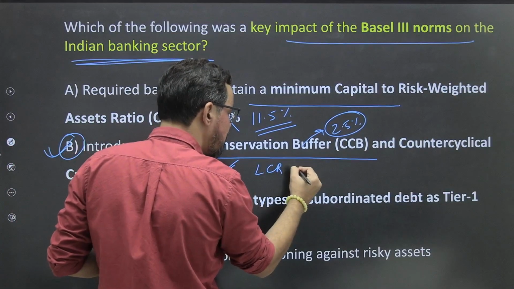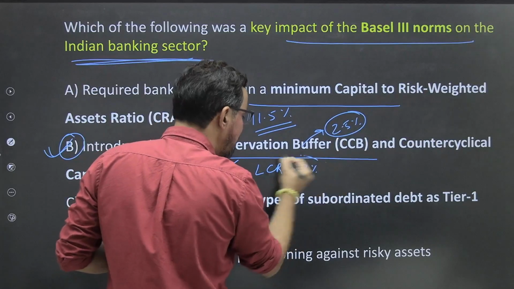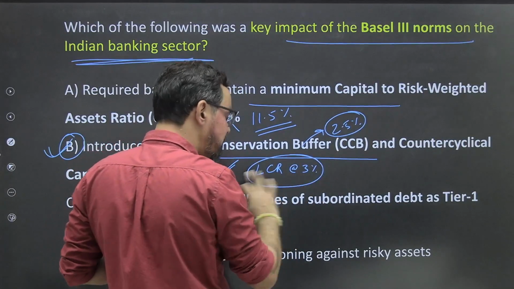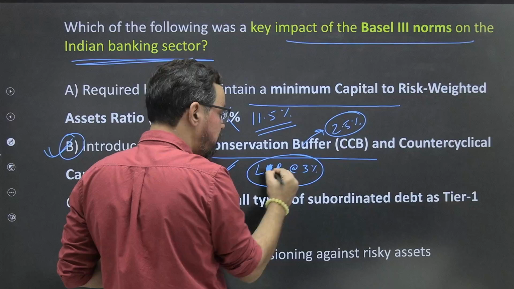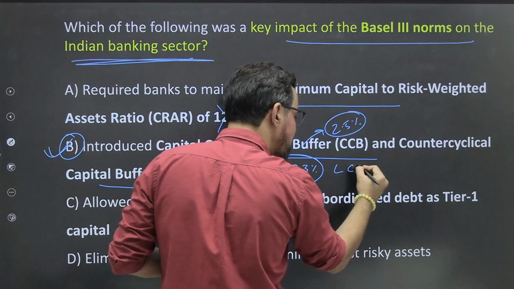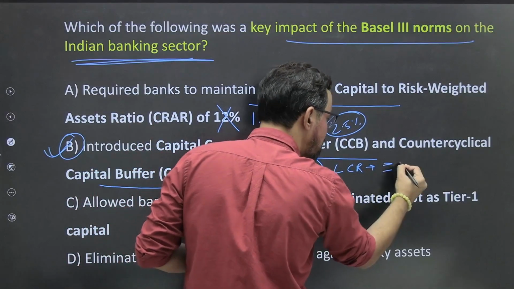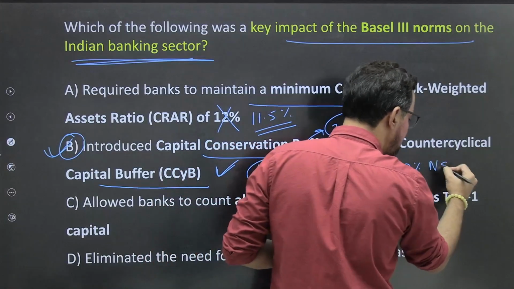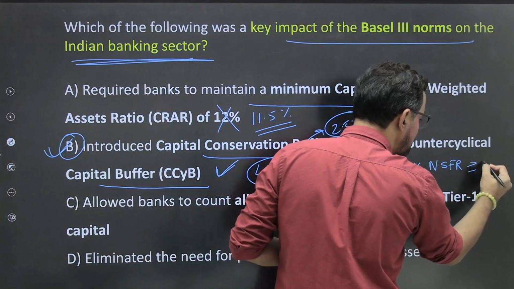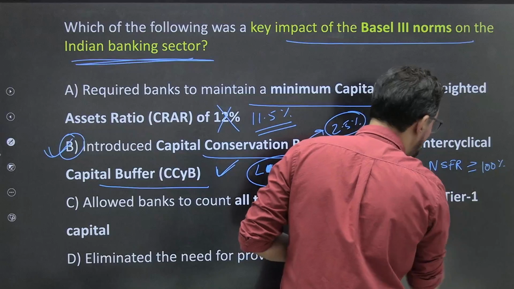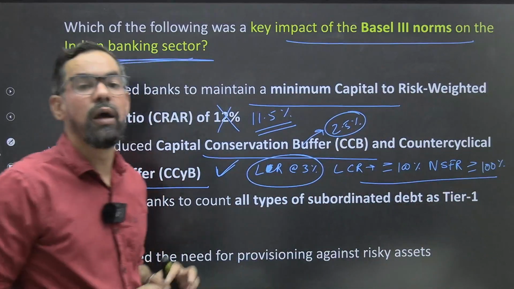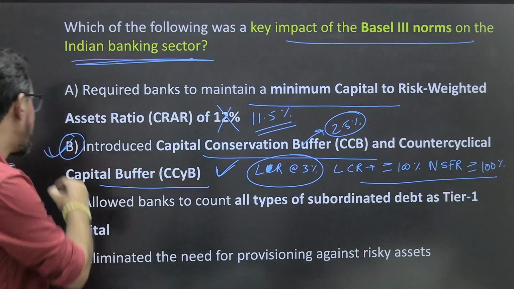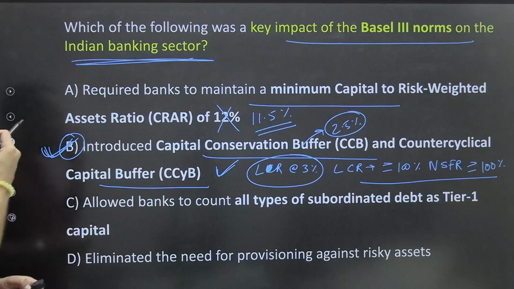अपार्ट फ्रॉम दिस वी हैव आपका लीवरेज रेशियो. ठीक है, कितने से आपका 3%. ठीक है, देन वी हैव आपका लिक्विडिटी कवरेज रेशियो, इट शुड बी ग्रेटर देन इक्वल टू 100%. ठीक है, देन वी हैव NSFR, नेट स्टेबल फंडिंग रेशियो, आपका ग्रेटर देन इक्वल टू 100%. तो ऐसे बहुत सारे नए नए टूल्स आपका जो इंट्रोड्यूस किए गए थे वहां पे. ठीक है, सो ऑप्शन बी विल बी राइट आंसर for this particular one.